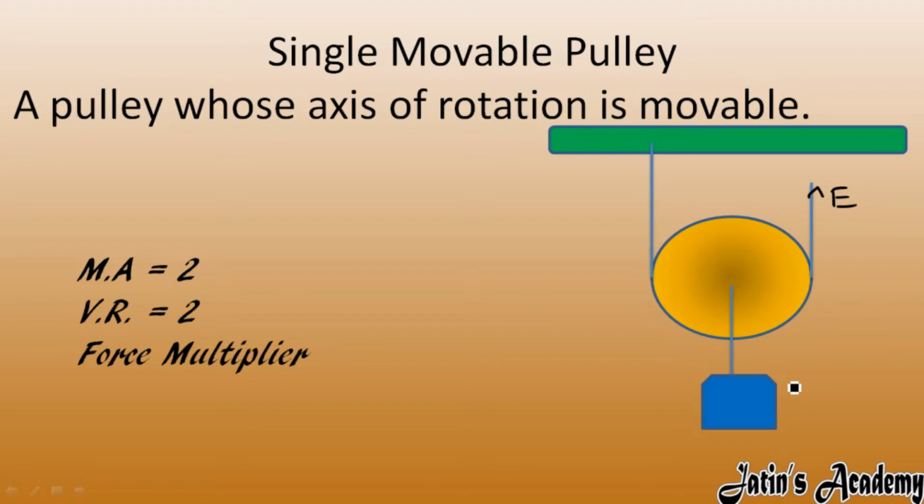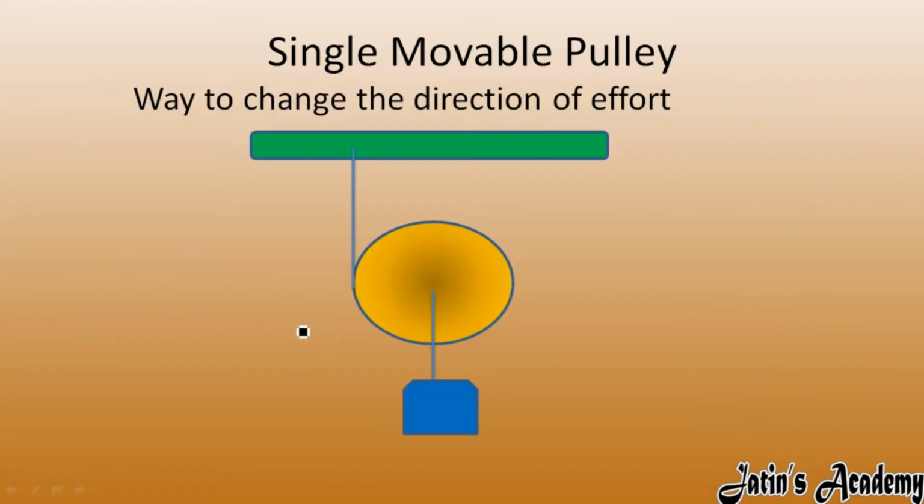So how will we make this single movable pulley from inconvenient to convenient? But we want the same mechanical advantage and velocity ratio. So this we can do by changing the direction of effort. How can we change the direction of effort? By attaching a single fixed pulley here. Now you will attach a single fixed pulley here, so the direction of the effort we can change easily. So here this is the effort point, this is again tension and tension is produced.